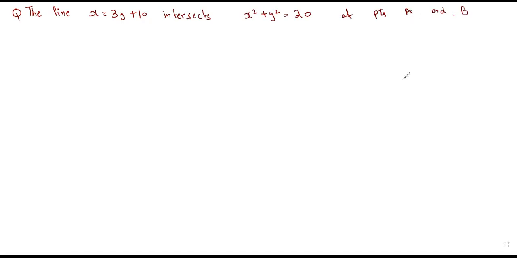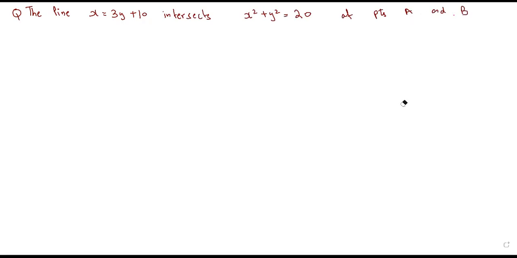So let me just write down the question. The question is, the line x equals 3y plus 10 intersects a circle which has the equation x square plus y square equals 20 at points A and B. Okay.